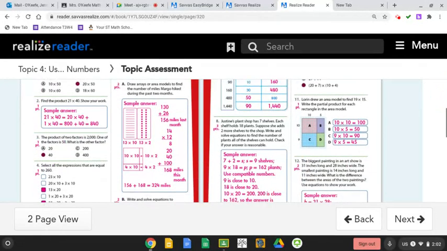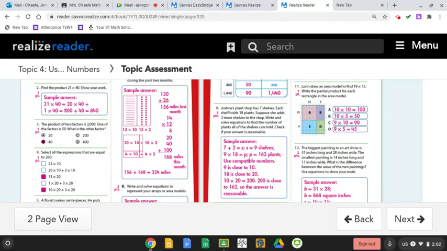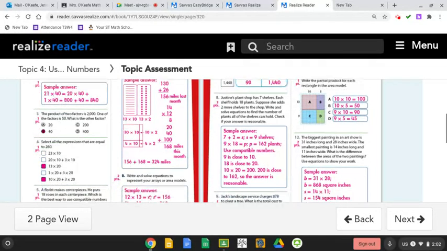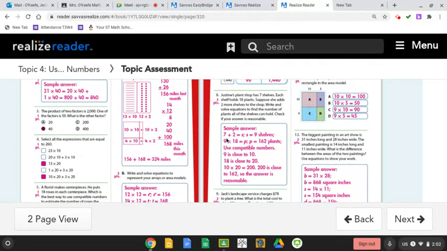Number 8, Justine's plant shop has 7 shelves. Each shelf holds 18 plants. Suppose she adds 2 more shelves to the shop. Write and solve equations to find the number of plants all the shelves can hold, and then check to see if your answer is reasonable. So this is one way to solve it. You could do it 2 different ways. You could create 2 different number sentences and then add them together.